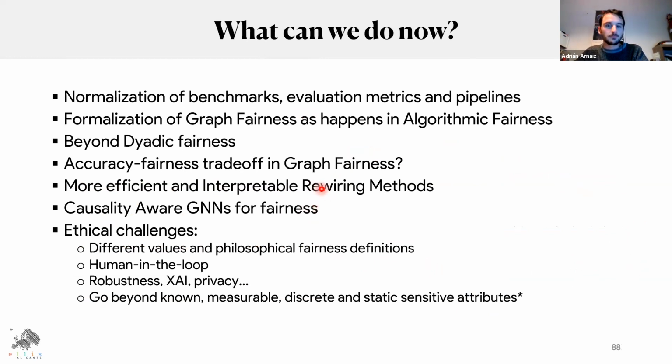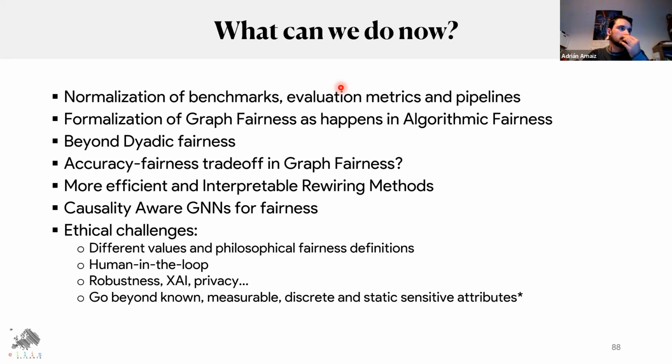So the thing is, what can we do now? Future work in graph fairness. First of all, a normalization of benchmarks, evaluation metrics, and pipelines. And we have seen in the pipeline, whatever you do in the graph, it's going to affect all of the tasks. Whatever you do in the embeddings is going to affect classification, link prediction. And the papers, it's a bit of a mess because some of them do fairness in embeddings, and then, sorry, they evaluate it with link prediction, or they do the same, but they evaluate it on node classification. So there should be a normalization on these benchmarks and evaluation metrics.